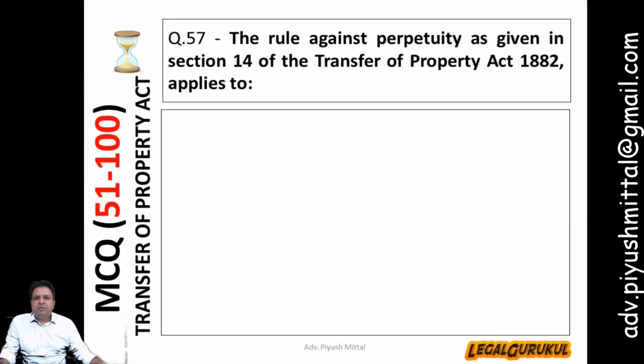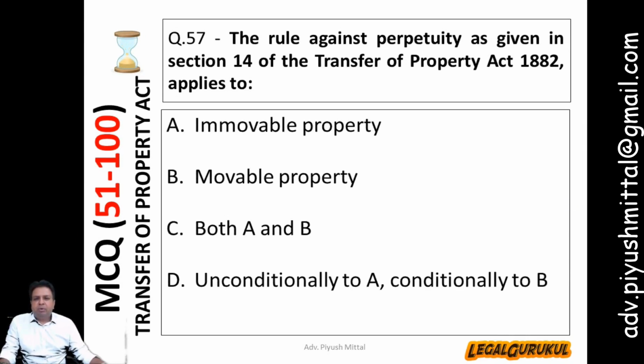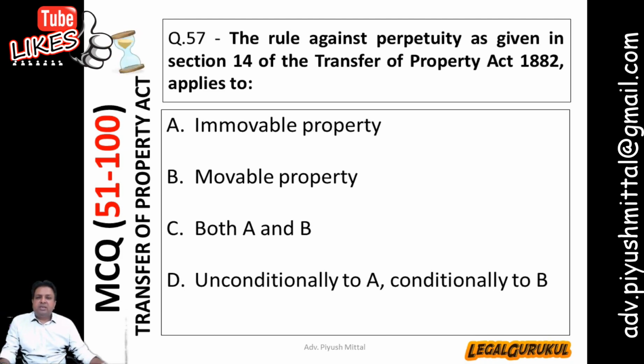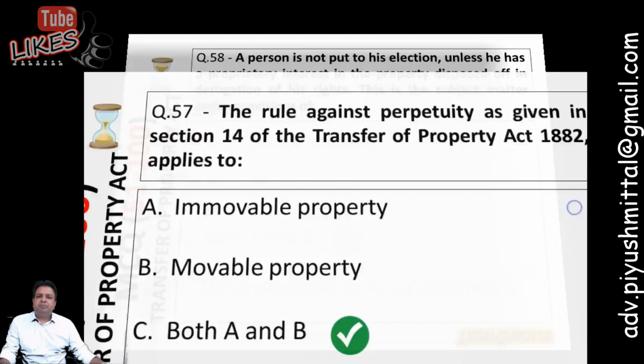Question number 57. The rule against perpetuity given in Section 14 of the Transfer of Property Act 1882 applies to A, immovable property, B, movable property, C, both A and B, D, unconditionally to A, conditionally to B. And the correct answer is C, both A and B.